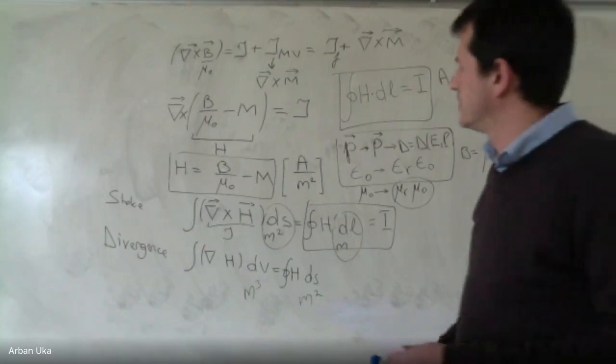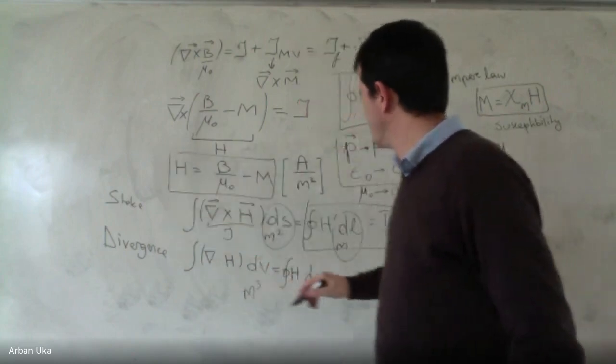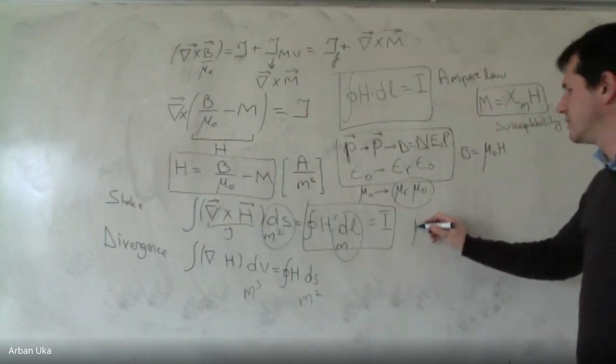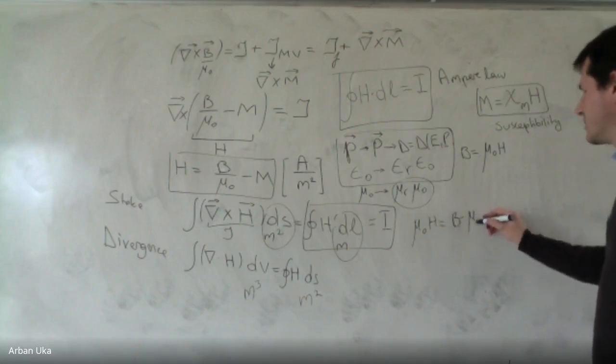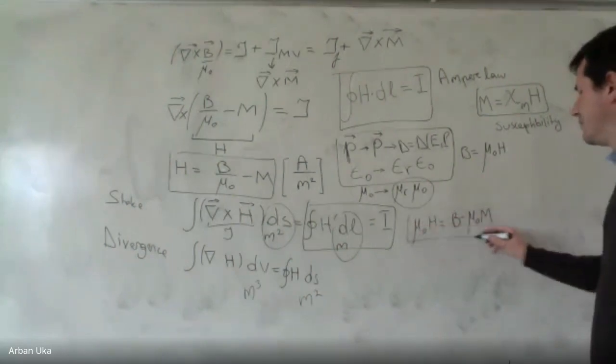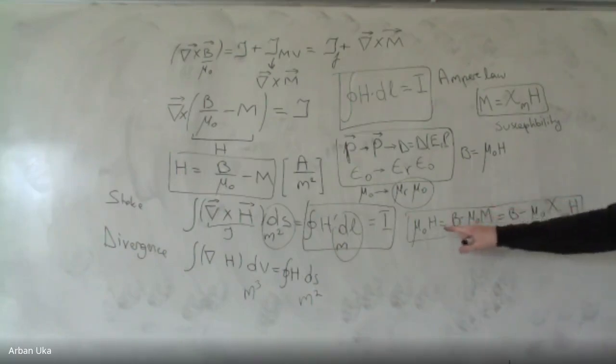because if you have a look at this expression, if you multiply by mu 0 everywhere, we can write down that mu 0 H is equal to B minus mu 0 M. So we have this, but this mu 0 M is equal to mu 0 times the magnetization, which is psi M times H. Okay, so if we write it like this, it looks like we have H's on both sides.